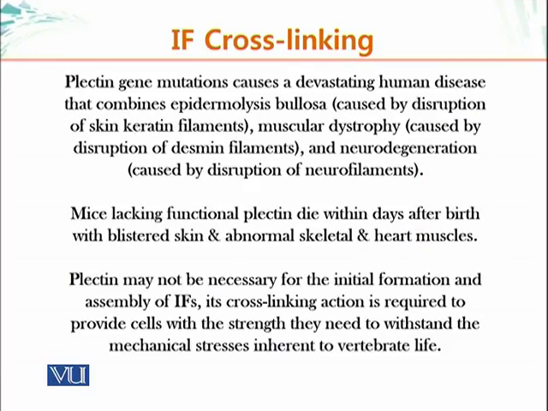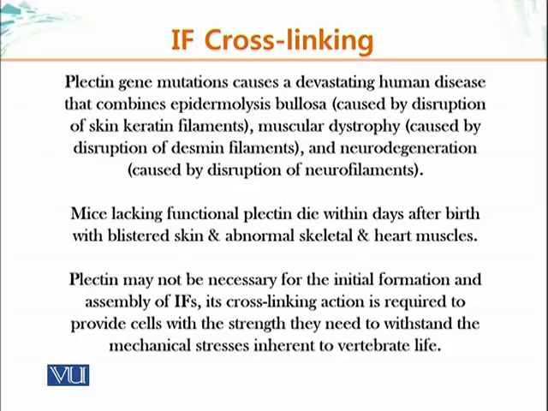Plectin gene mutations cause a devastating human disease that combines epidermolysis bullosa caused by disruption of skin keratin filaments. We have talked about this disease previously in a different context. Muscular dystrophy caused by disruption of desmin filaments. Desmin filaments are a type of intermediate filaments found in muscle cells. And neurodegeneration because of disruption of neurofilaments. We'll talk about neurofilaments later, but neurofilaments are a type of intermediate filament found in neuronal tissue.